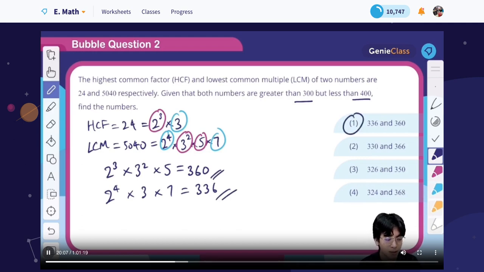Answer option 1. Of course this is a bubble question, MCQ, so if you really wanted to, you can go and try all the options and get the HCF and LCM, but in the exam you have to know how to split up the factors into the two numbers. Okay, can?